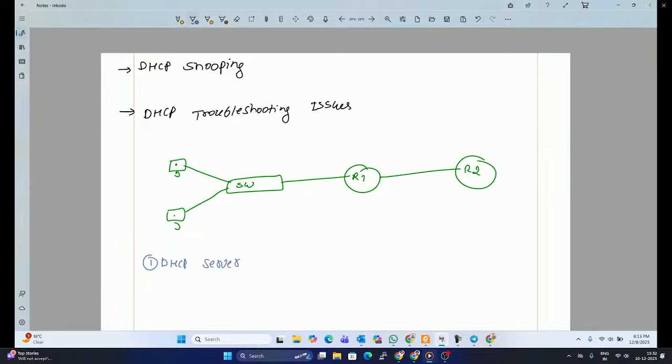DHCP server is located in the same network. Let's say the DHCP server is located here, or even the Cisco router. This Cisco router is configured as the DHCP server. So in this case, we have to see whether this switch has enabled DHCP snooping or not. Because first of all, you have to check that the DHCP messages must be reaching this router. If the router is receiving the DHCP discover messages, then you will proceed next.